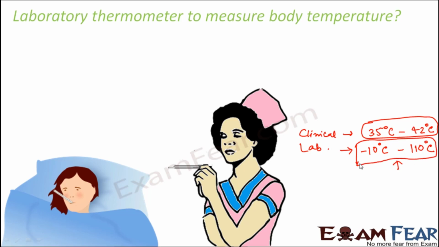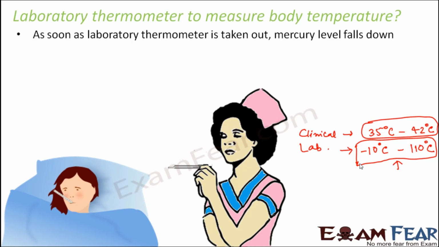But the problem is that with a laboratory thermometer, as soon as you take it out from the substance, the mercury level immediately falls down. So when you put the thermometer inside the mouth of a patient, as soon as you take it out of the mouth, the mercury level is going to fall back. So you will not be able to read the temperature. This is the reason why a laboratory thermometer cannot be used to measure body temperature.